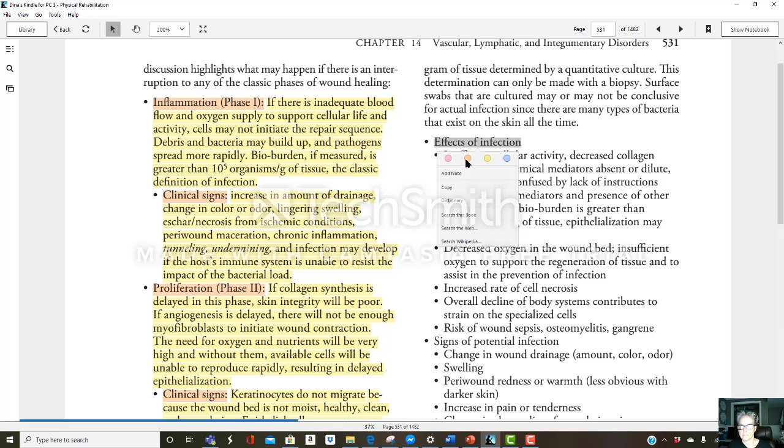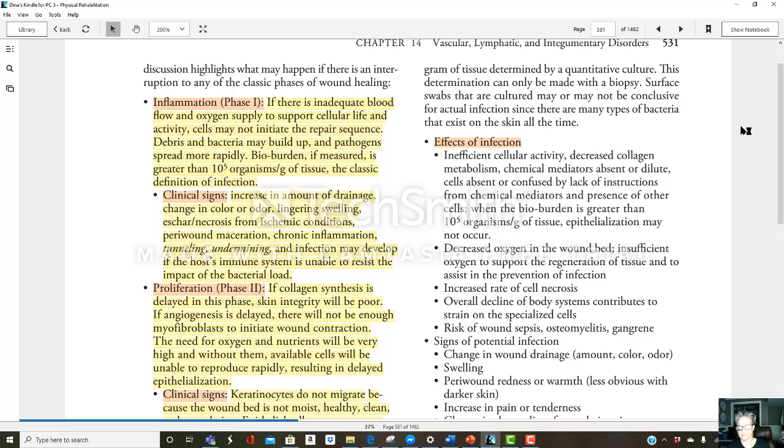Effects of infection: inefficient cellular activity, decreased collagen metabolism, chemical mediators absent or dilute, cells absent or confused by lack of instructions from chemical mediators and presence of other cells. When the bioburden is greater than 10^5 organisms per gram of tissue, epithelialization may not occur. Decreased oxygen in the wound bed, insufficient oxygen to support the regeneration of tissue and to assist in the prevention of infection, increased rate of cell necrosis.